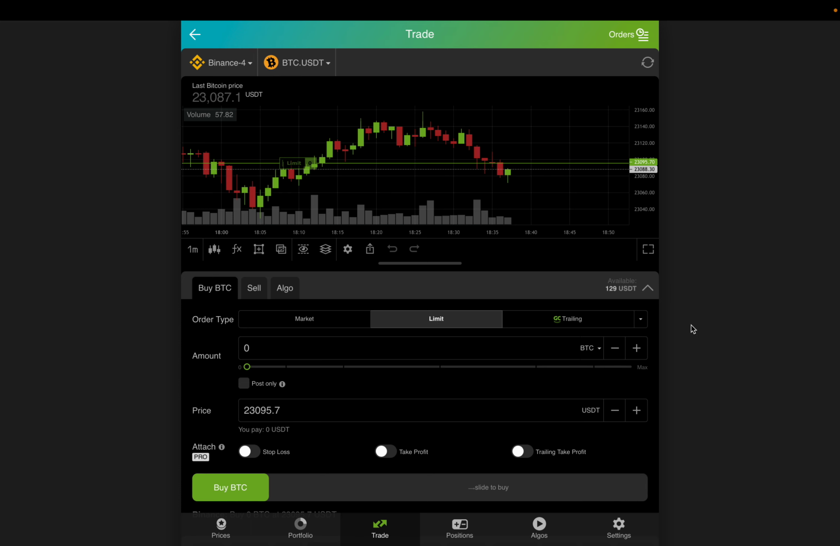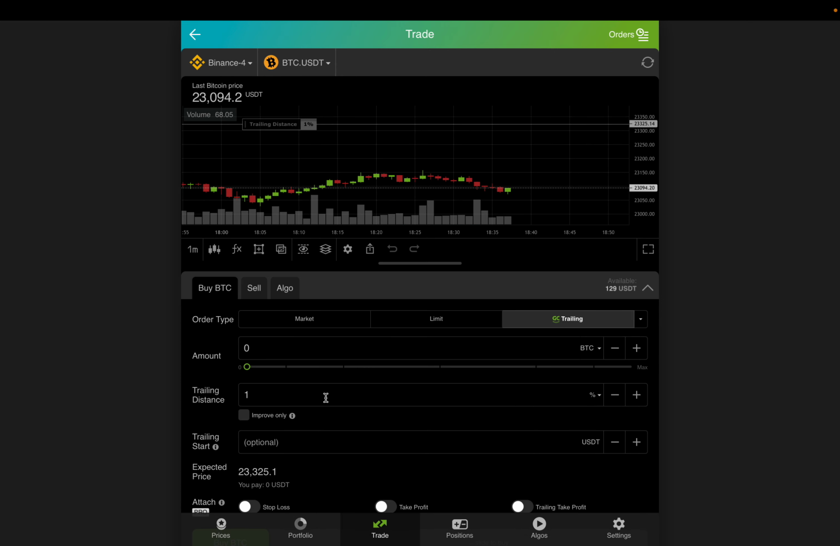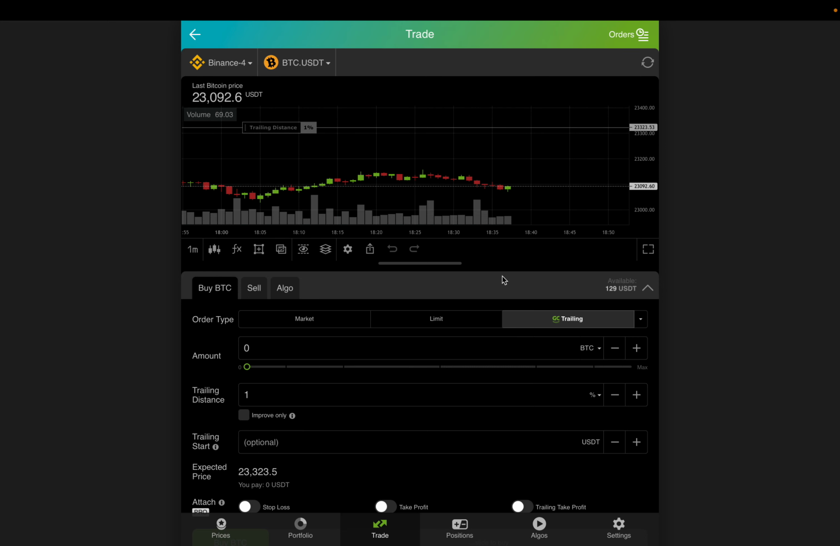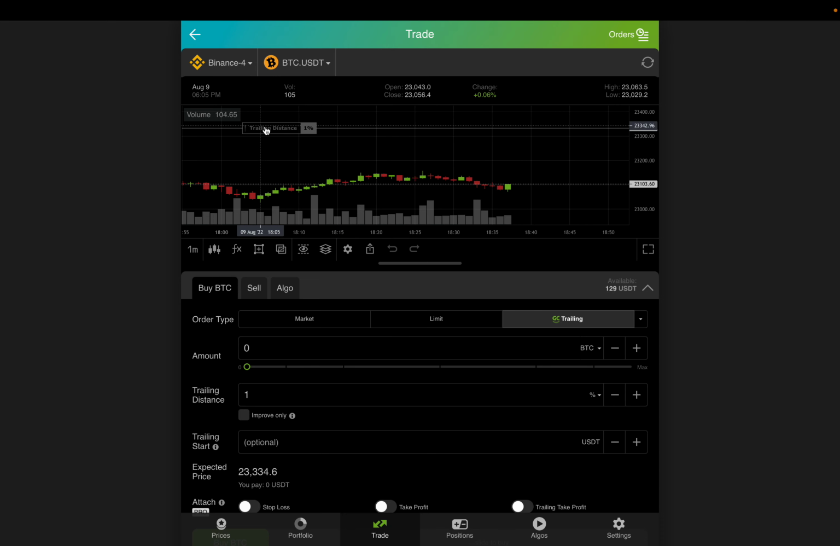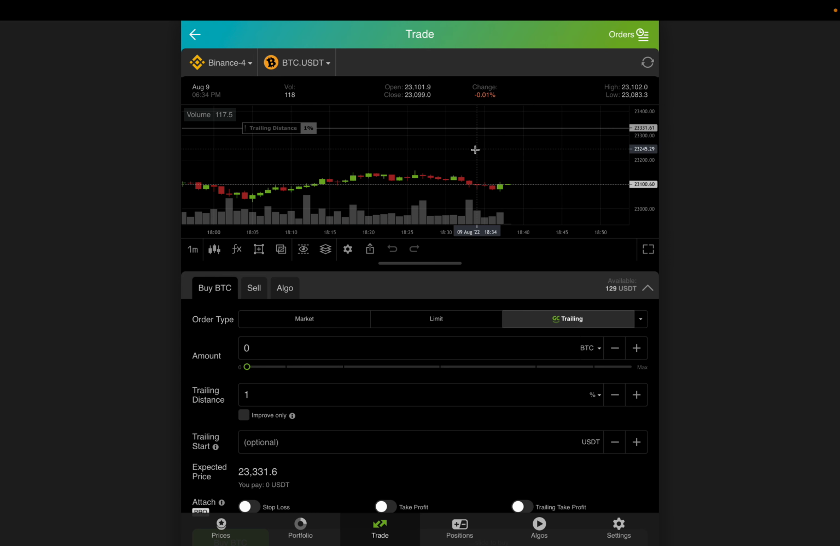Basically, trailing orders, as follows from their name, trail the market. If I choose a trailing order here, I have a parameter which is called trailing distance. That means that the order trigger, represented by this gray line here, will follow the market price at a trailing distance if it goes in your favor, or in the direction that improves your order execution price. If it goes against you, then the trigger stays the same.